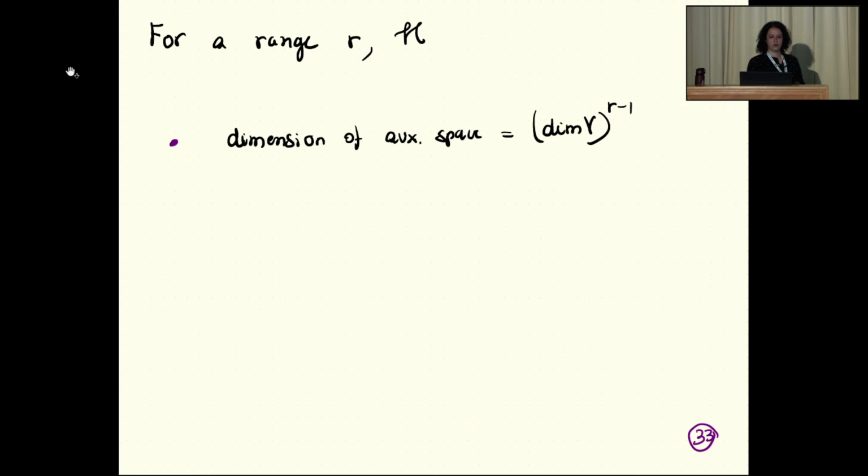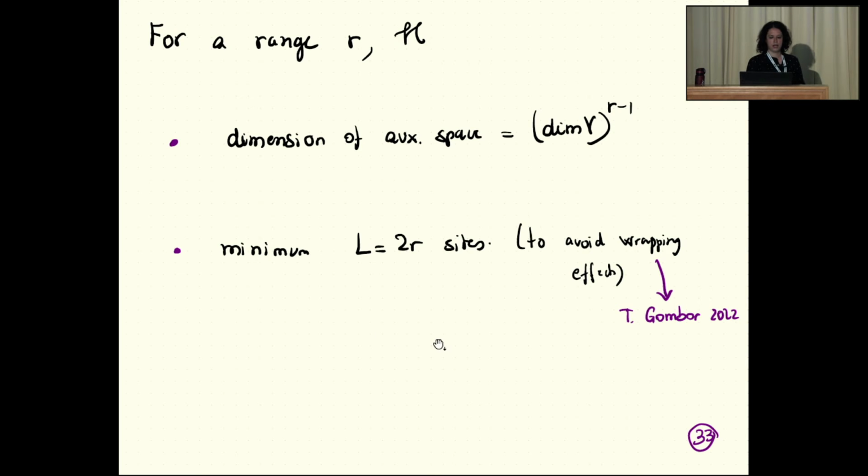And so for range R, the dimension of the auxiliary space is the dimension of the physical space to the power of the range minus 1. We didn't consider wrapping, so if you're interested in wrapping, Tamás also explained many nice things this morning, and you can look at his paper, but we will avoid it. So to avoid wrapping, we always do all the calculations for L at least equal to 2 times the range.